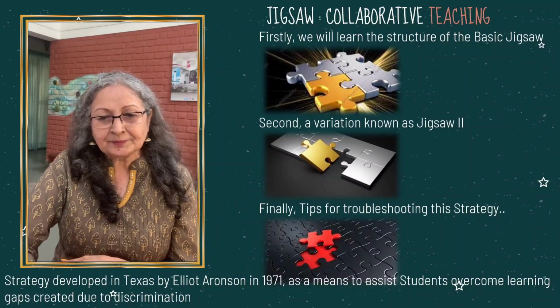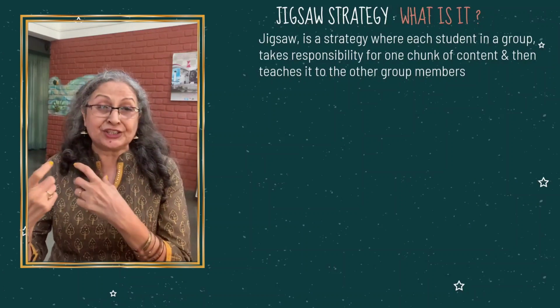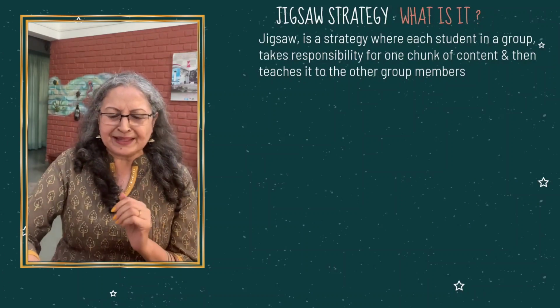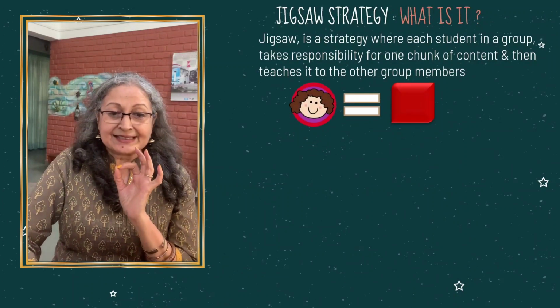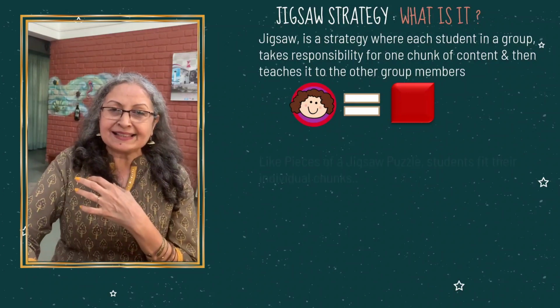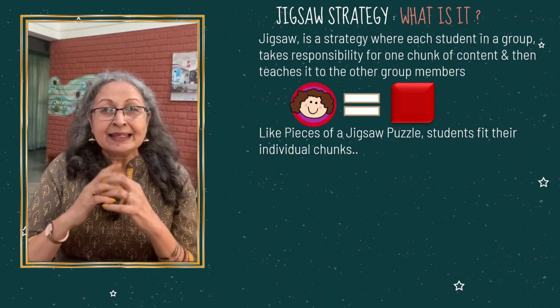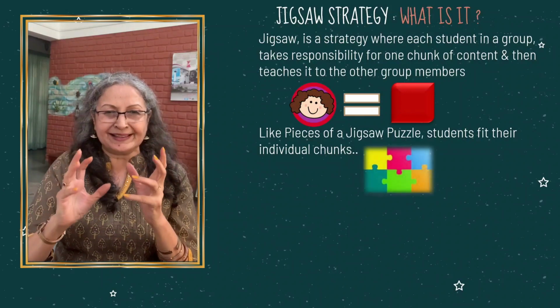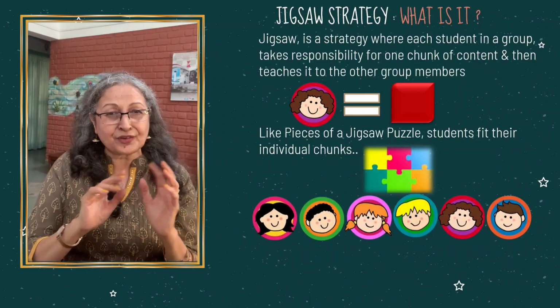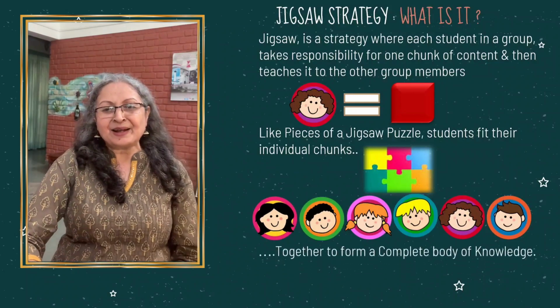What is it? You have students in a group and they take responsibility for one chunk of content and then teach it to other members of the group. Just bear with me and I'll make it simple for you. There's one child, one chunk of content. Like pieces of a jigsaw puzzle, all the students come and fit together again. I'll show you how that happens with an example. So all the 6 children in the group, in this group I've got 6, have 6 different chunks of content. They learn it alone, then they come and share it with each other. Let's see how it flows.